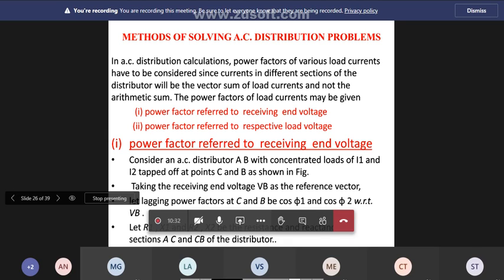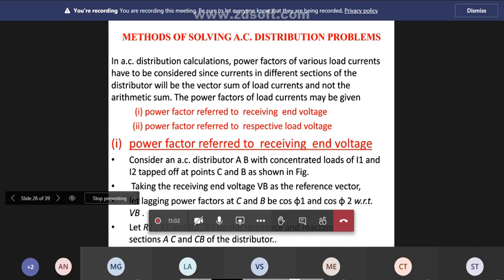So now we go for the next topic, that is the methods of solving AC distribution system, or methods of solving AC distribution problems. The same topic will be held in the fourth unit also, just with a name change: manual methods of voltage calculations.